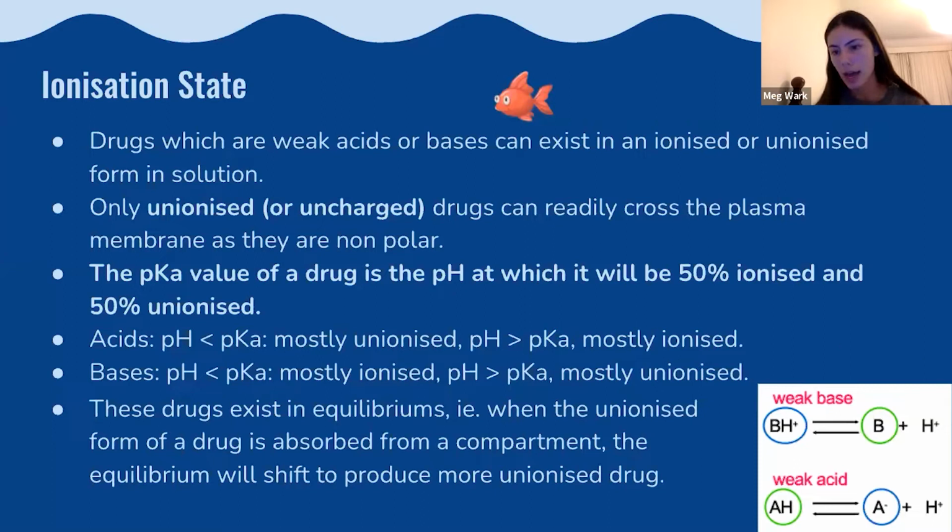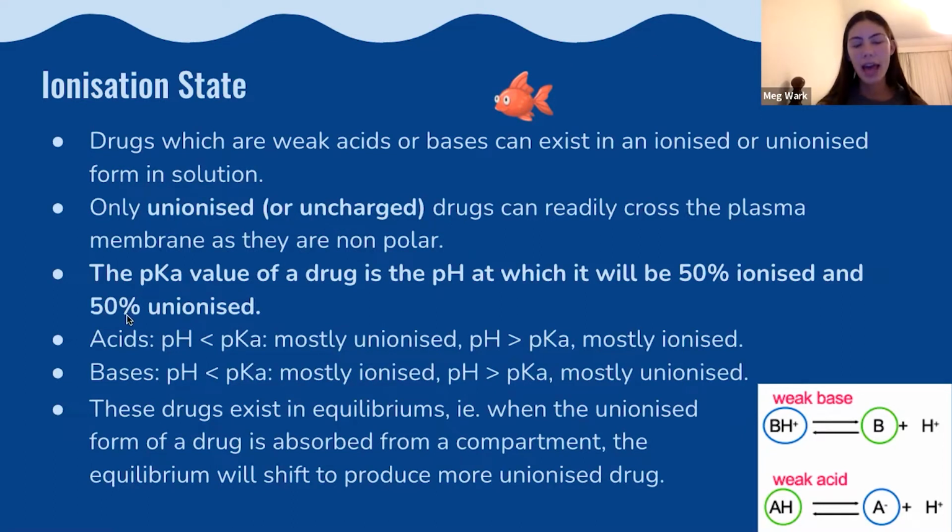So in this little diagram, which is taken straight from the lecture notes, you can see the two states that are circled in green. For a weak base, there's B, and for a weak acid, you've got AH. Those represent the unionized forms of those acidic and basic drugs, and those are the only ones that will be able to cross the plasma membrane.